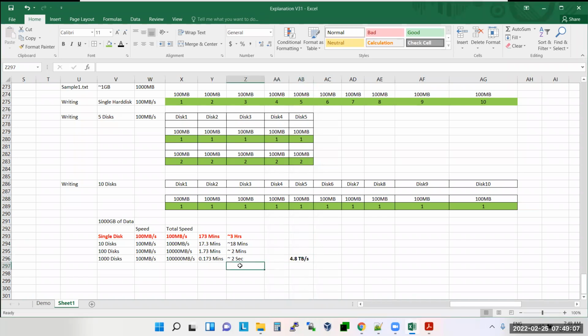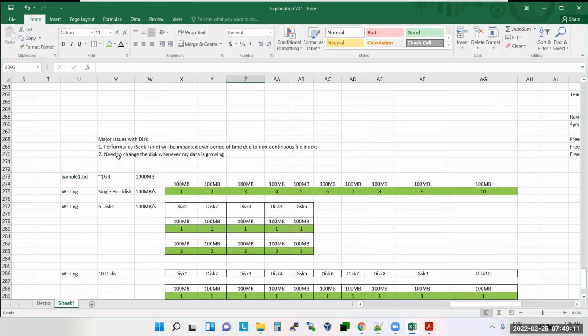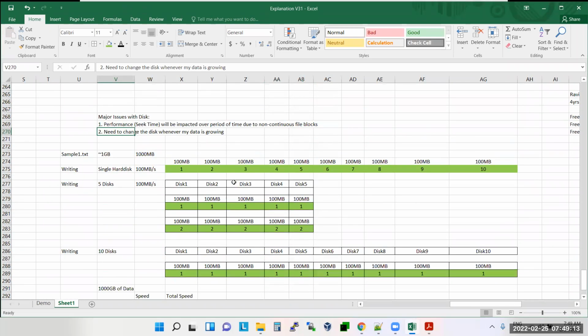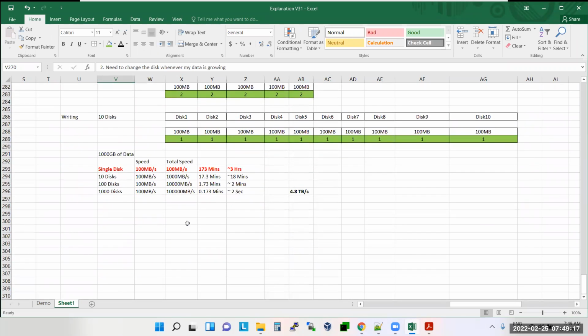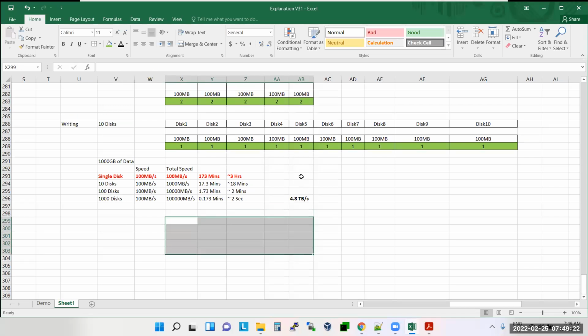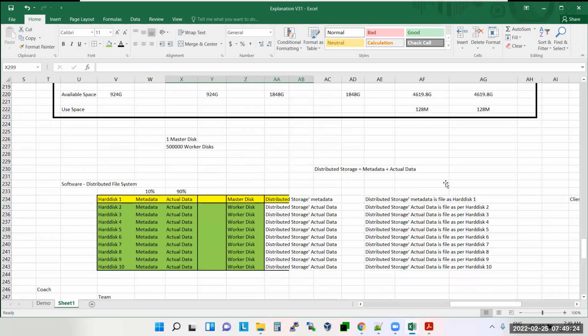This is the maximum speed. So now, what is the other problem we have? Need to change the disk whenever my data is growing. Here, do we need to change the disk? No, sir. If it is required, we can add it. So here, you need not change any disk actually.